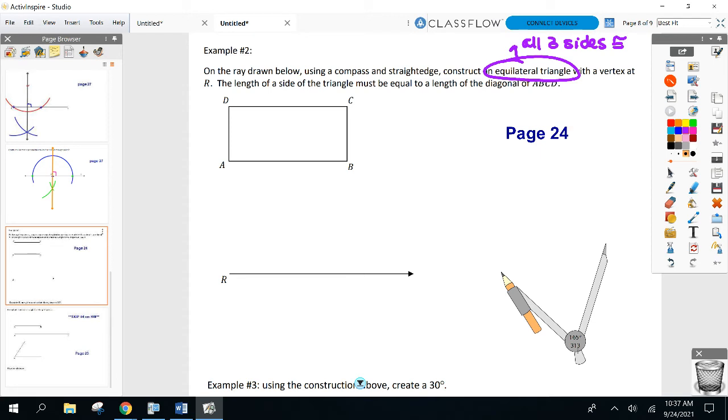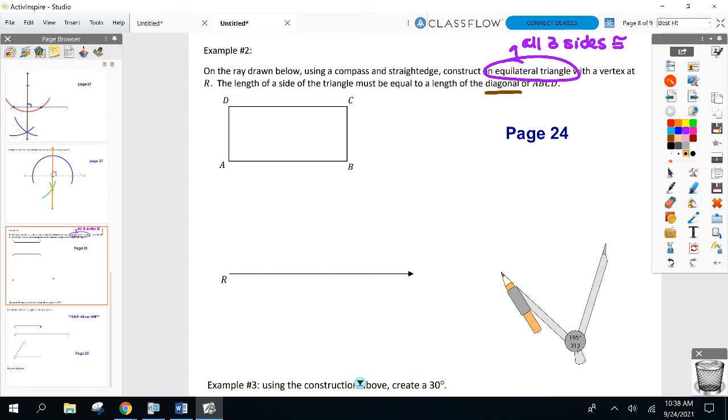Well, how do I know how long to make the side? Let's read the problem. How do I figure out how long to make each side? The length of the side of the triangle must be equal to the, you guys ever heard of this term, diagonal? Yes, no, maybe? That connects two corners of a four-sided figure. So draw in AC or DB. It won't matter. They're both going to be the same length here.